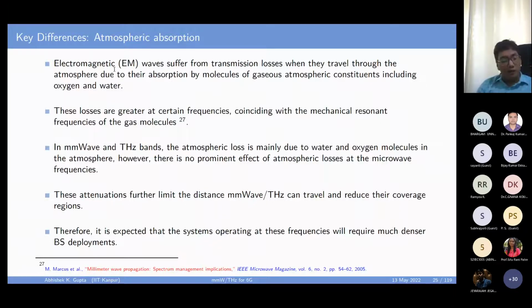And these molecules are prominent in generally the environment around us. Right, and because these effects are not much in microwave, this attenuation further limits the distances millimeter wave and terahertz can travel. So if they cannot travel far, you have to put the base station closer to the user, and that's a general phenomenon which we are looking at. It's known as cell densification. You will require more and more cells close to the users.